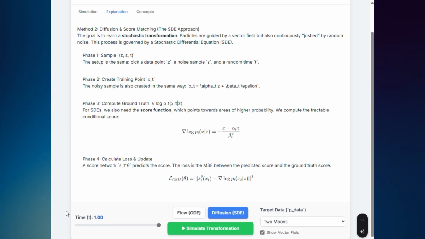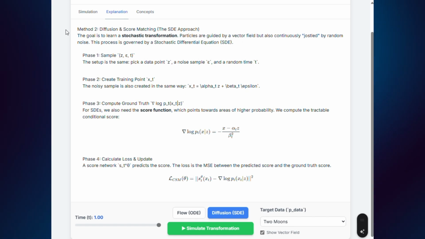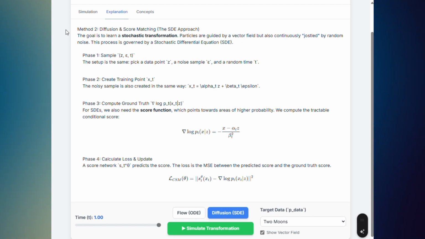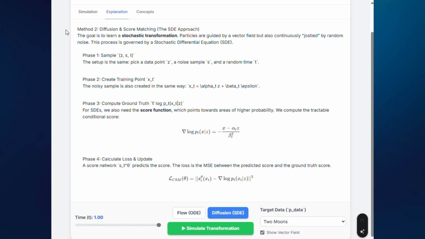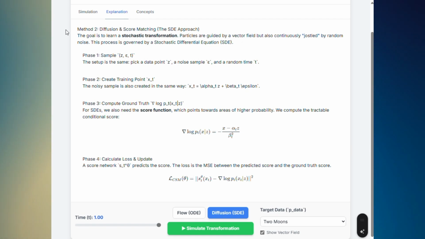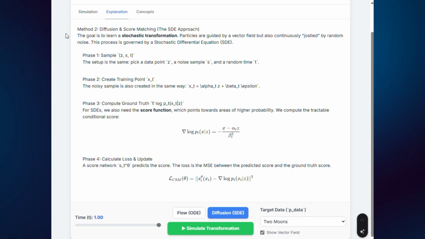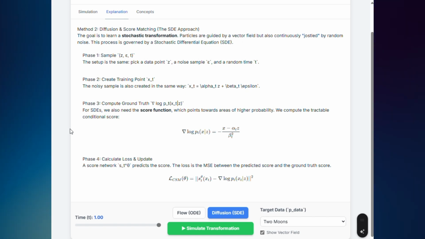Now let's move to diffusion and score matching, the SDE approach. The goal is to learn a stochastic transformation. Particles are guided by a vector field, but also continuously jostled by random noise. This process is governed by a stochastic differential equation.